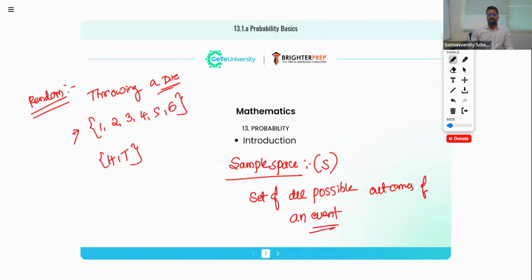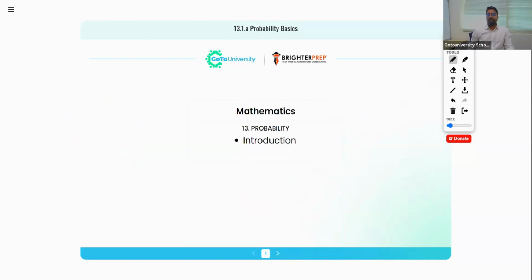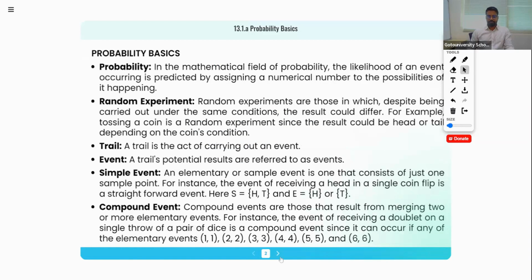Now, what is an event? An event is a way of expecting a particular result or outcome. When you conduct an experiment, if you are expecting a particular set of outcomes, that becomes an event. Based on all these things, we can define the definition of probability. Let's see what the definition of probability is.